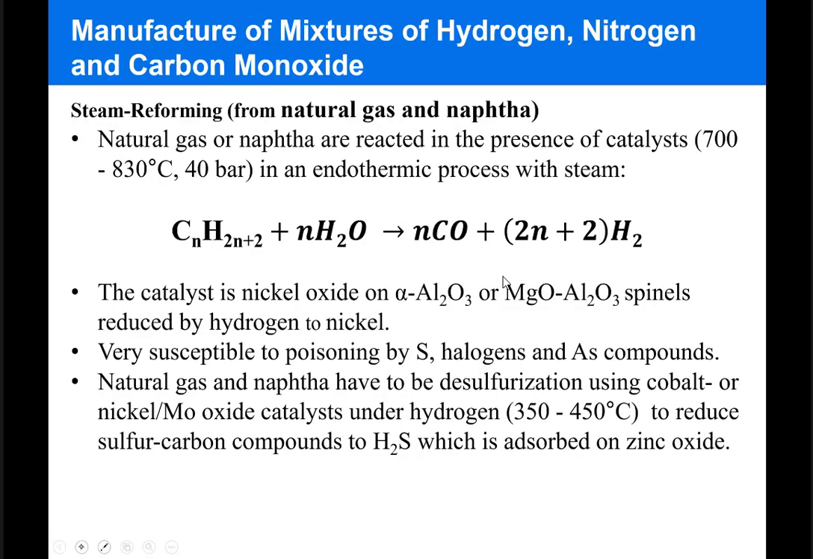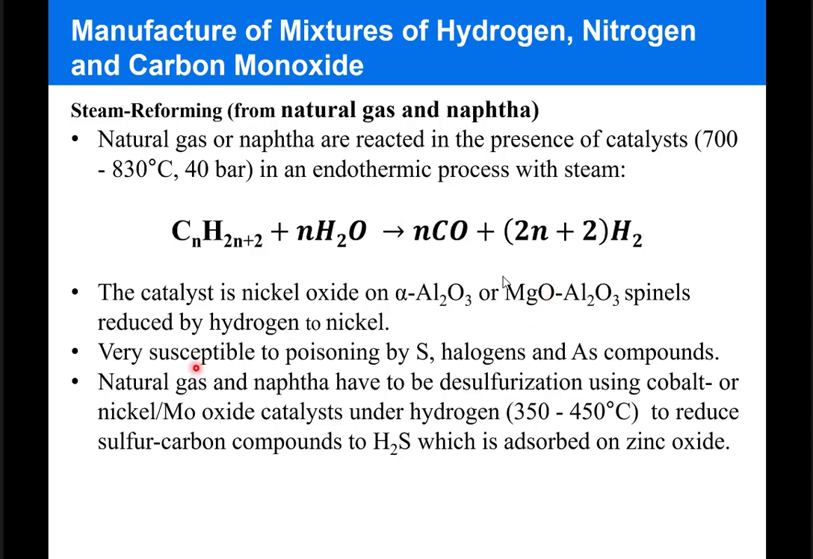The first step of producing hydrogen is a steam reforming process from natural gas or naphtha. The precursor is reacted in the presence of catalyst at around 700 to 830 degrees and 40 bar in an endothermic process with steam, in which the hydrocarbon and water convert to carbon monoxide and hydrogen. The catalyst used in this step is nickel oxide immobilized on alumina or magnesium oxide immobilized on alumina spinels.